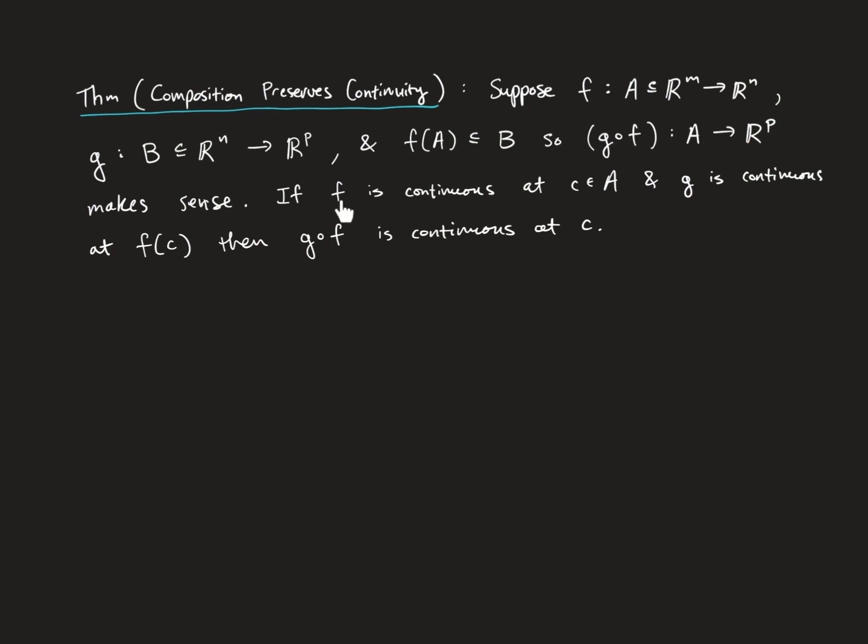The theorem says that if f is continuous at the point C in A, and if g is continuous at the image point, okay, so we have continuity at both steps of this composition, then the composition as a function from A to Rp is continuous at the point C. All right, and the proof is actually fairly straightforward. So we want to claim that g composed with f is continuous at C, so we let epsilon greater than 0 be given.